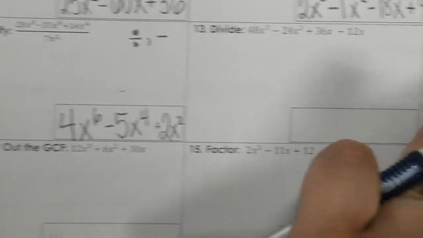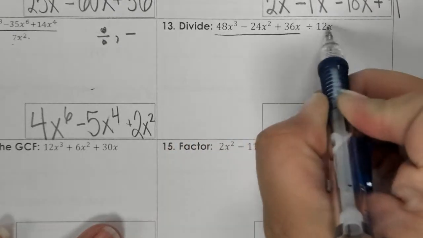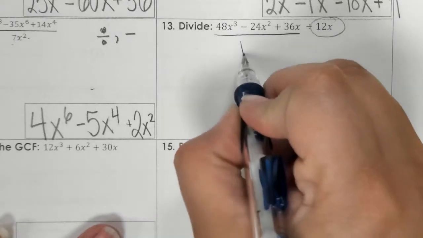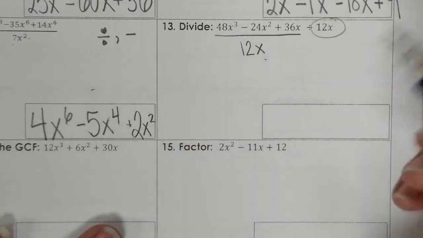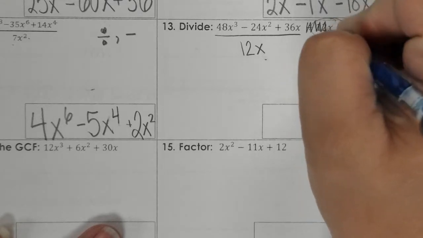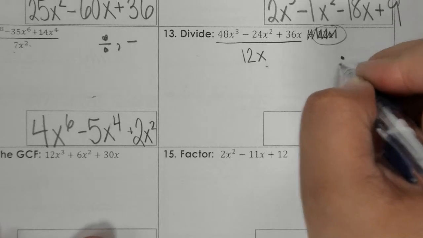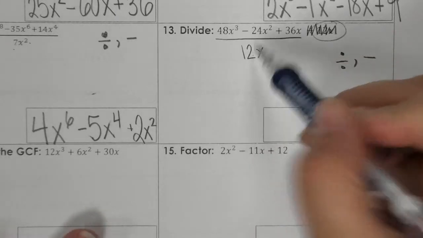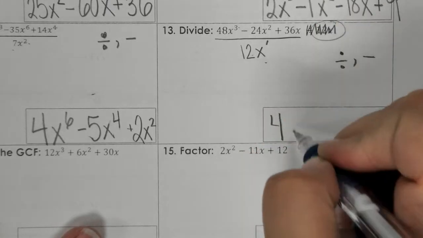Okay, for number 13, this right here is going to go to the bottom because we're dividing again. And once we move it to the bottom, I'm going to go ahead and scribble that out so it doesn't confuse me. So again, we're going to divide and subtract exponents. So 48 divided by 12 is 4, and 3 minus 1 is x squared.